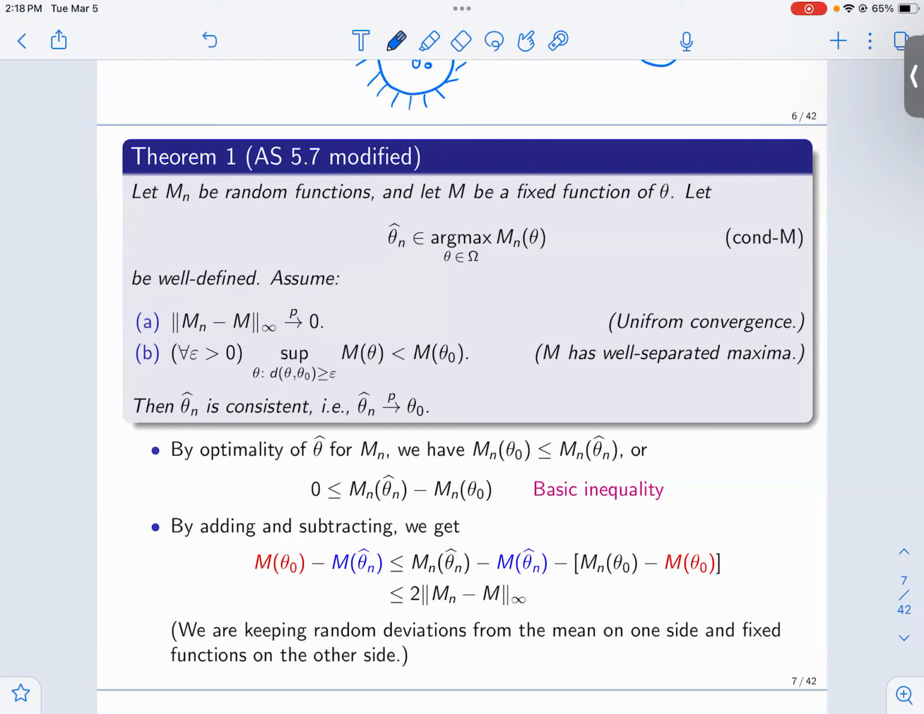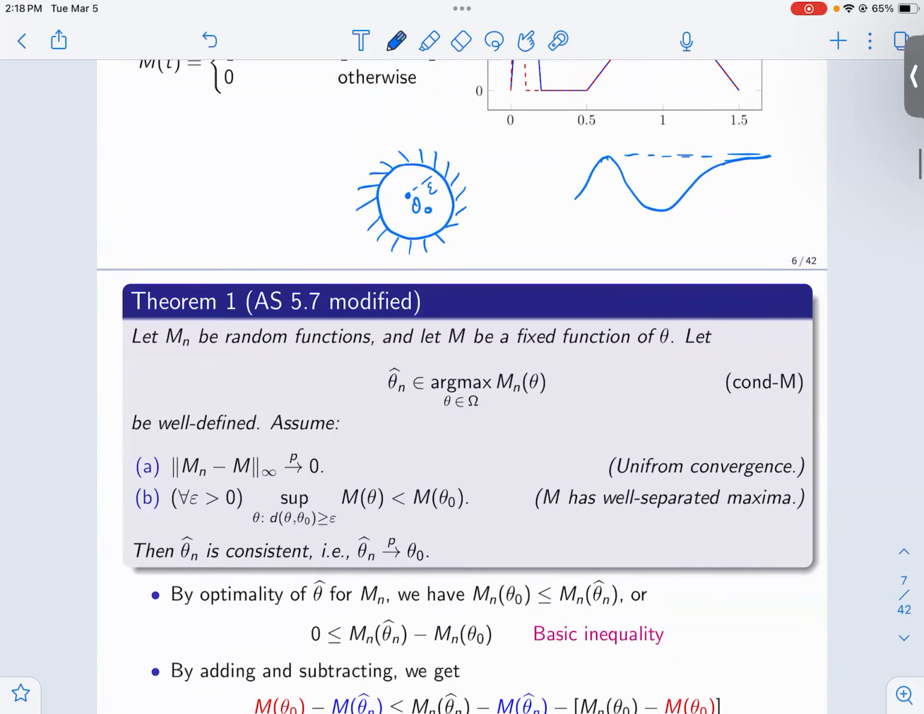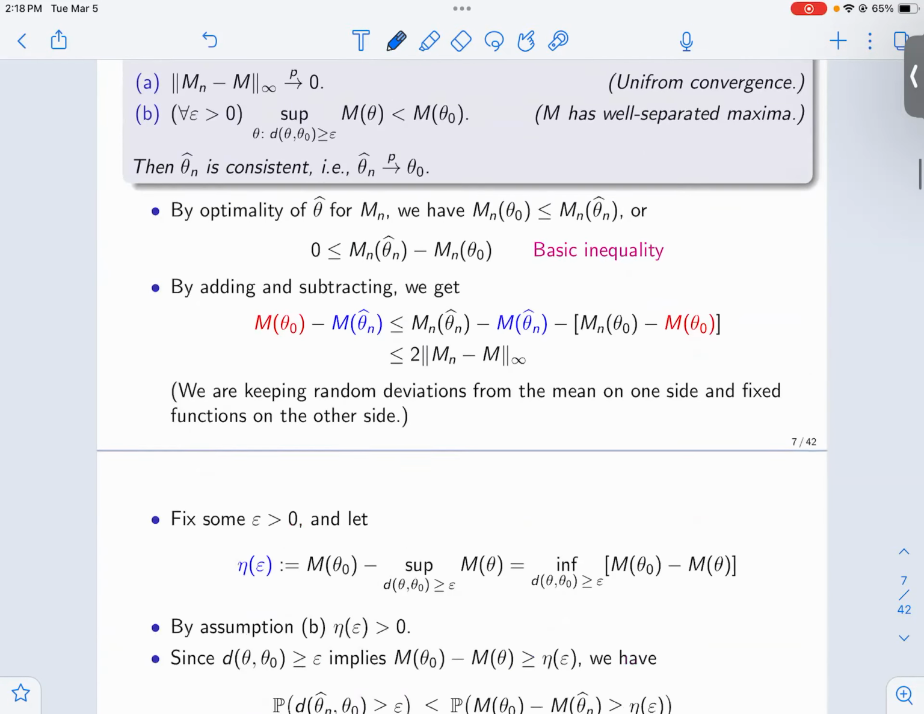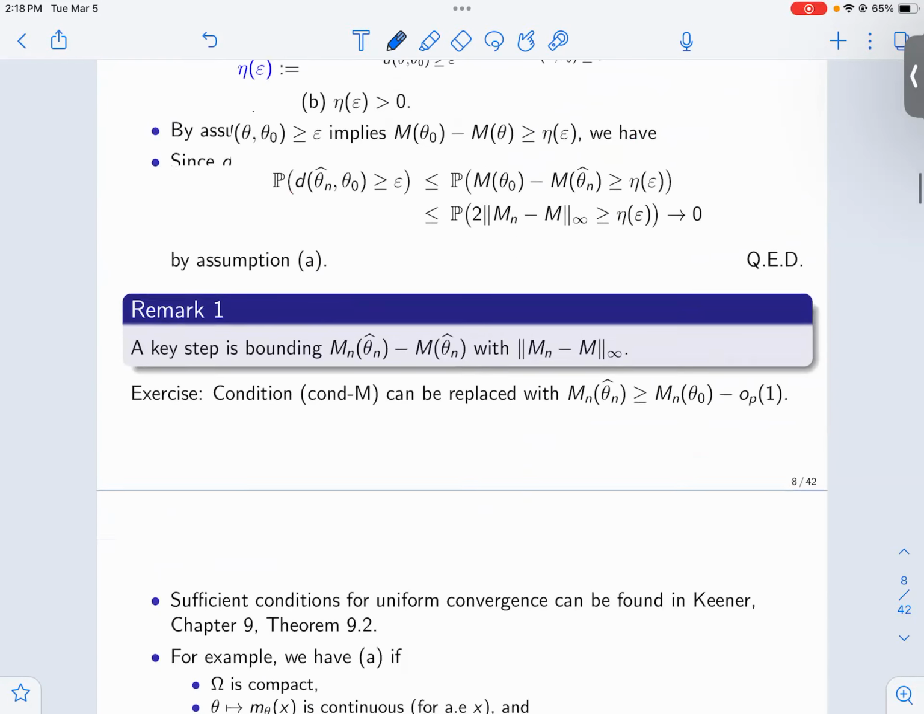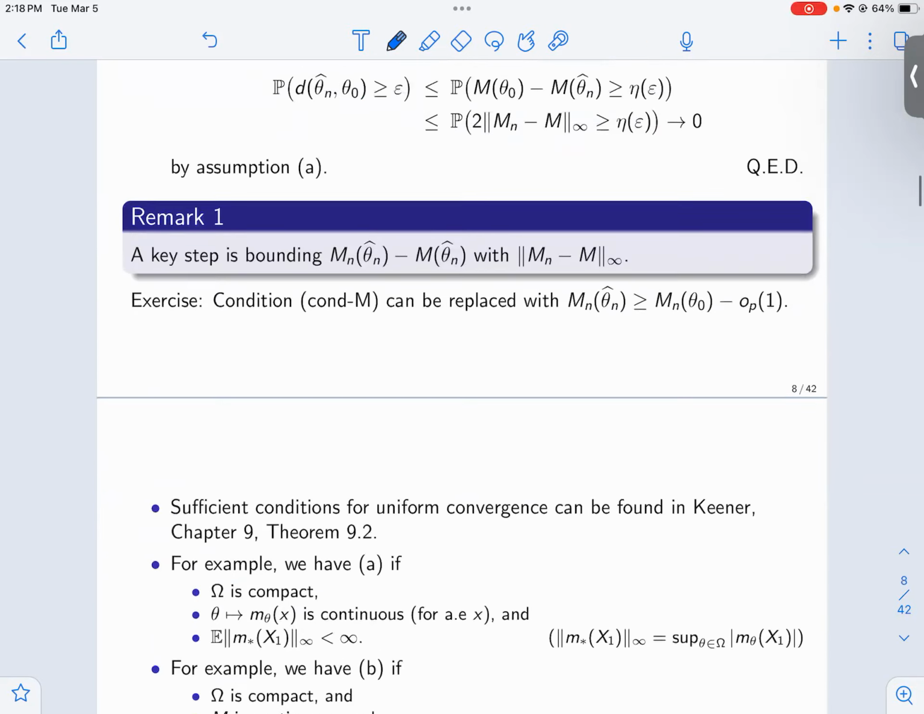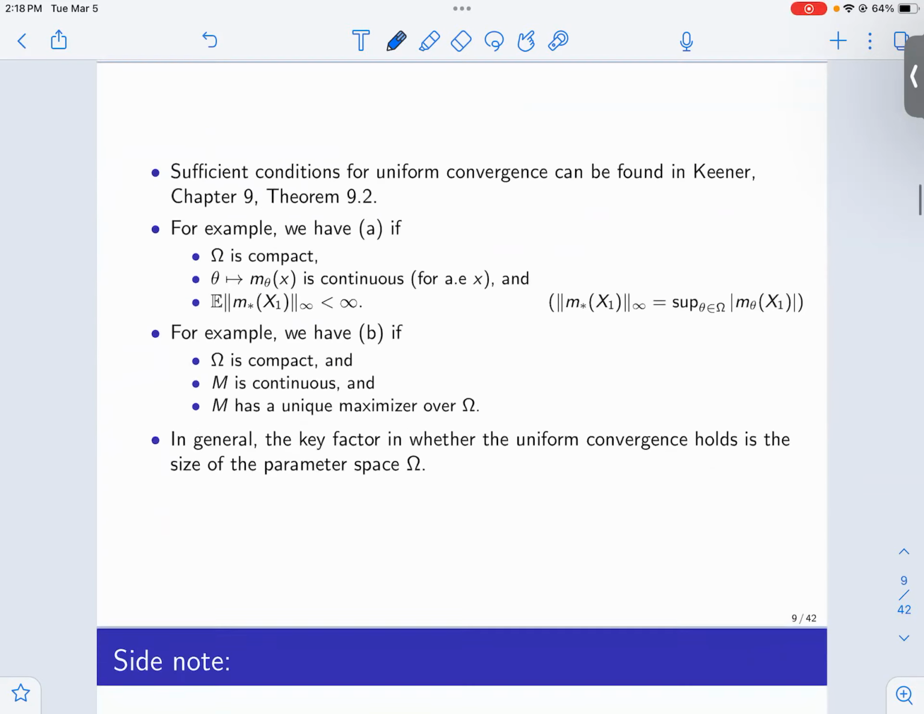So we need this uniform convergence. We need the maximizer, basically theta naught, to be unique, or separation of the maximizer. So this is where things are not separated: this maximum and potentially something at infinity are both maxima. There's a key step going on in this proof, which we'll come back to.